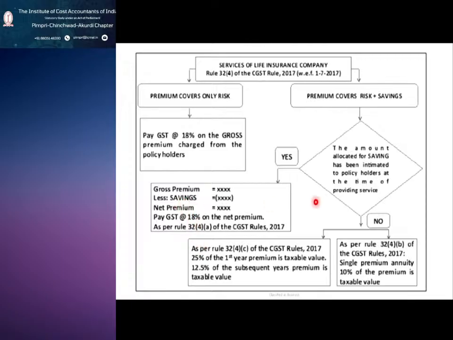Gross premium: if it is intimated to the policy holders that your premium amount not only covers risk, it also covers savings, in that case, if it is intimated, then you should go with this option.